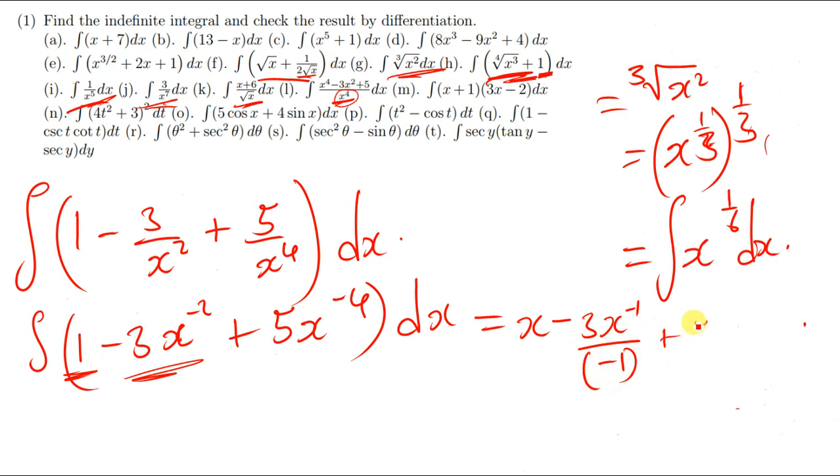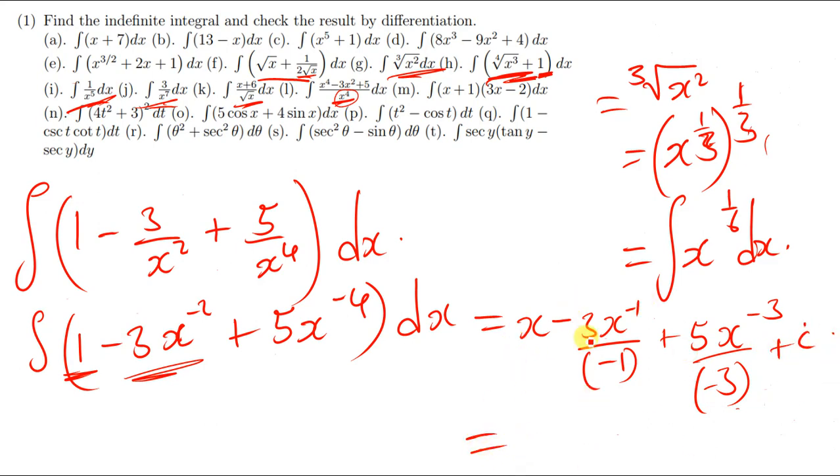Then we say plus 5, then x to the power negative 4 plus 1. This will be negative 3. Then we divide by the new power, which is negative 3. So say plus c, which is the constant.